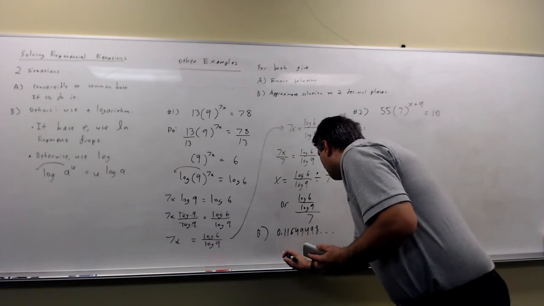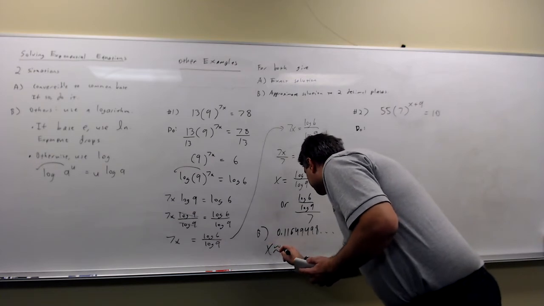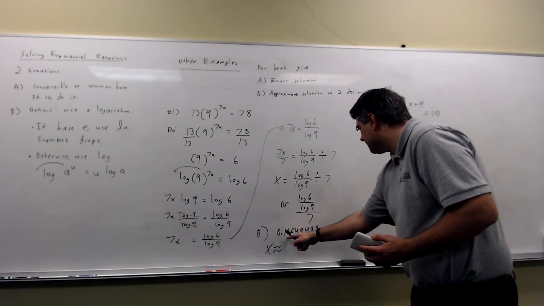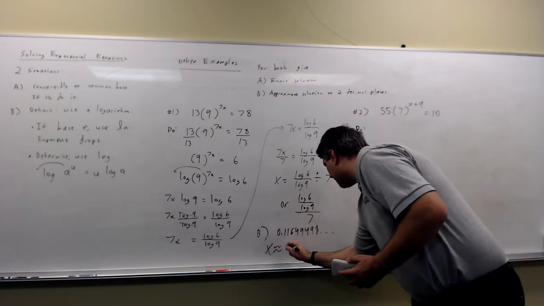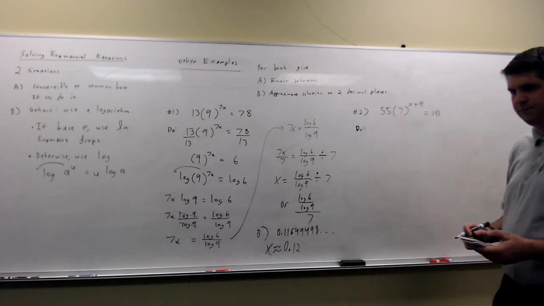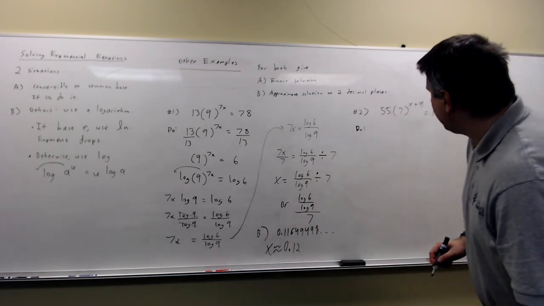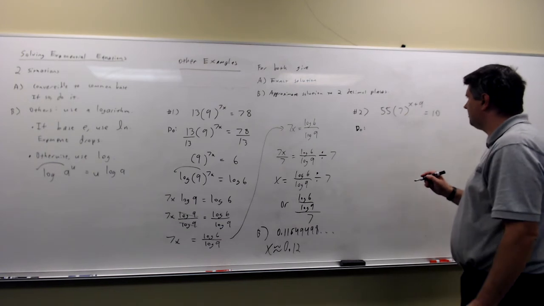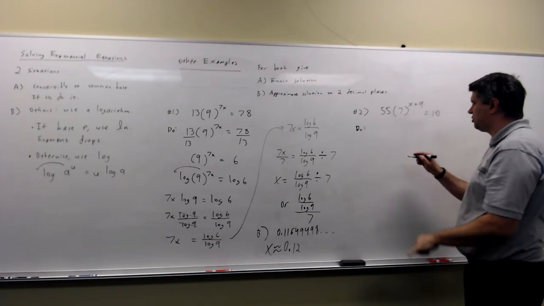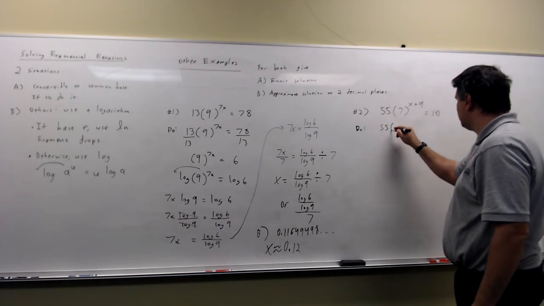Okay, so it wants us to round to 2 decimal places. That second decimal place is a 5 or greater, so we're going to round up, and x equals 0.12. All right. This next one, like before, I need to isolate the base and the exponent, so I'll divide off that 55.